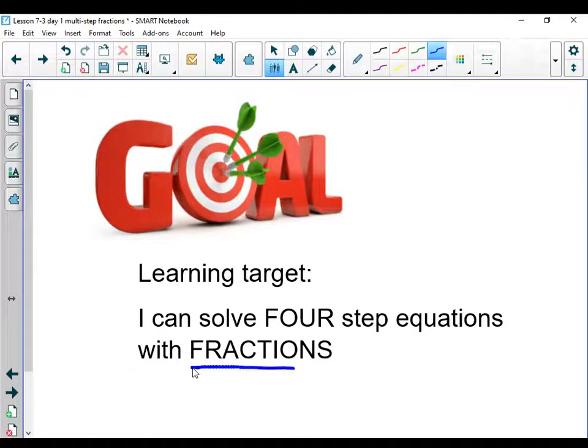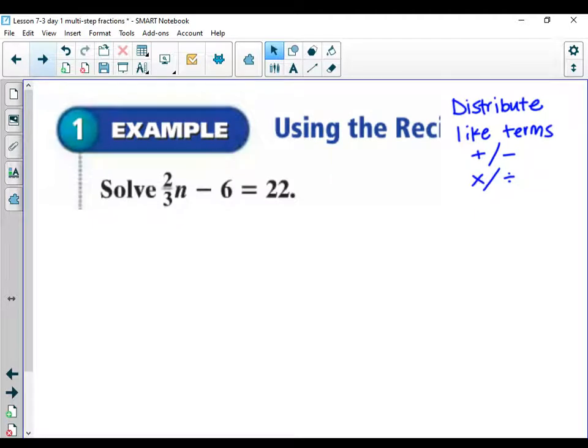New. Same 4 steps, but with fractions. Dun, dun, dun. Some good news with the fraction ones. We're still going to check for all 4 steps, but they're not always going to be there. So when we look at the first box, do you see any spot that we can distribute?